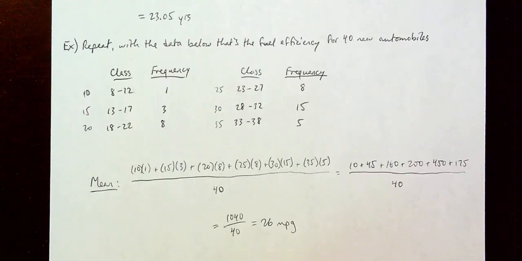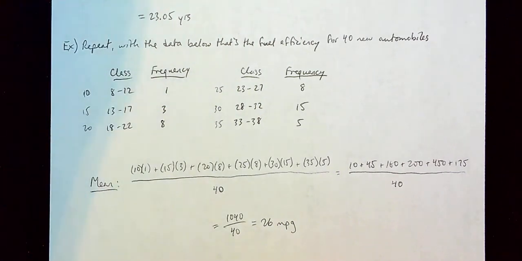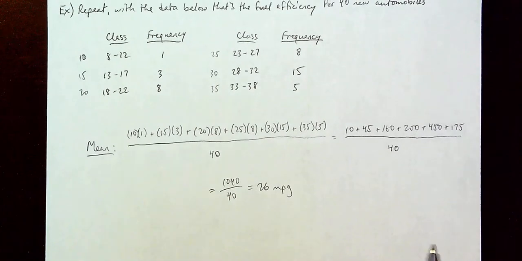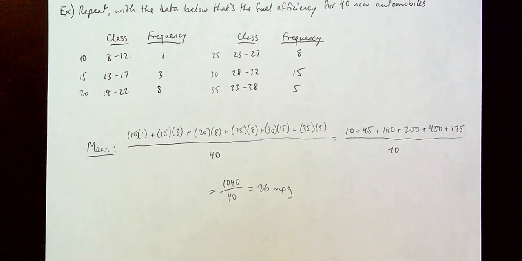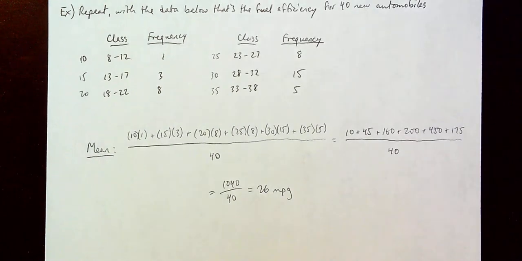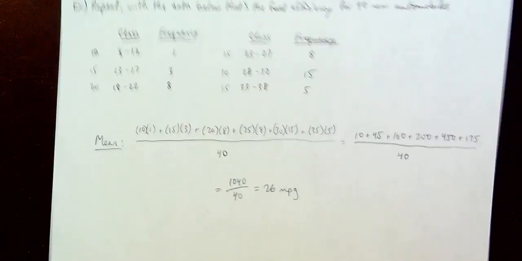The context that our data was in was that this was the fuel efficiency for 40 new cars. Fuel efficiency is measured in miles per gallon. So 26 mpg. Hopefully you came up with 26 as your final answer. If you didn't, take a look back through your work, see where things went off. But these have been our couple sample problems with finding the mean for a set of data that's already given to us in classes.